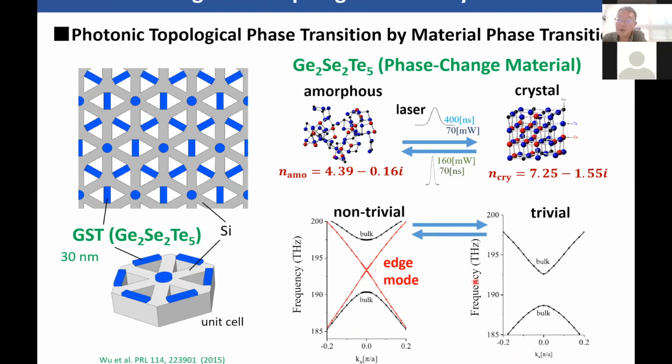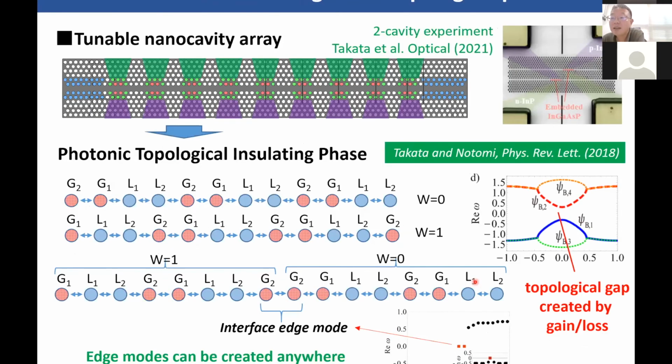So this is one example. As another example, we investigate a tunable nanocavity array in which we can independently control the gain and loss for each cavity. So this is actually a reconfigurable non-Hermitian one-dimensional periodic system. We found that this periodic system can show a topological band gap when we introduce 4-cavity unit modulation of gain and loss in this way. This shows a topological band gap, and thus it has an interface edge mode.